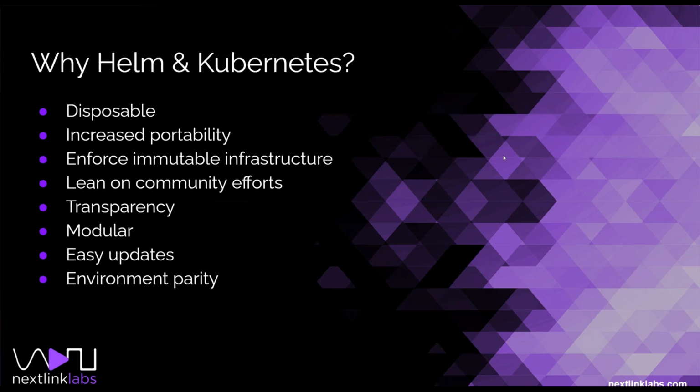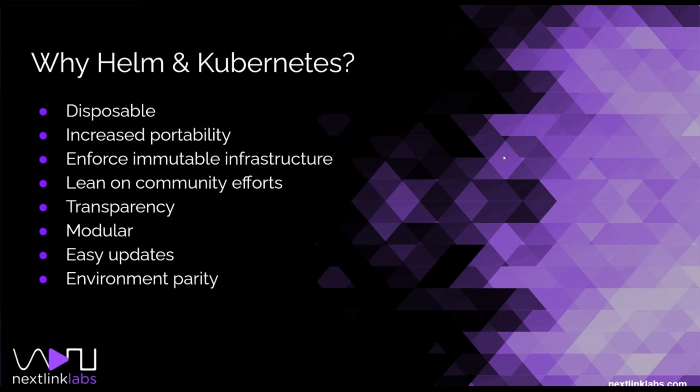So, why do tools like Helm and Kubernetes provide us with some value? Because they are based on a container-based infrastructure, you get a lot of the benefits of containers. They are disposable, they're very portable, they're forcing us to use immutable infrastructure. A big problem in DevOps was configuration drift. That shouldn't happen if you're using software-defined Kubernetes clusters and cloud-native technologies like Docker, Kubernetes, and Helm.